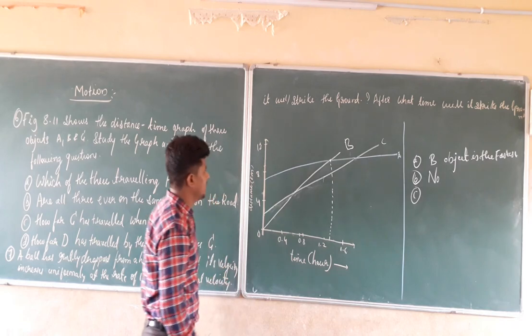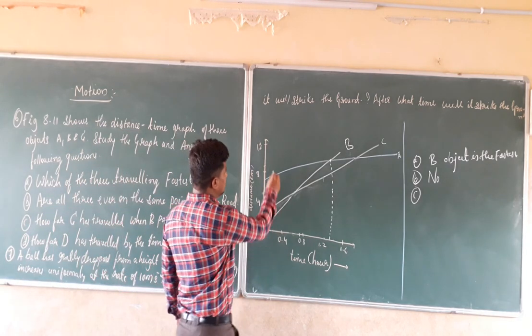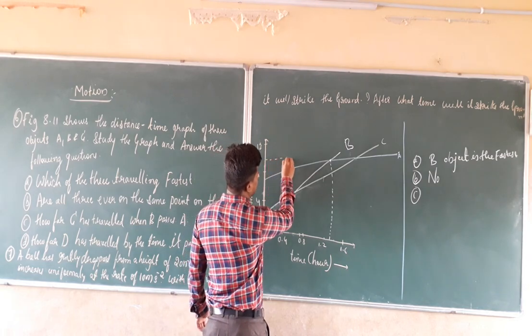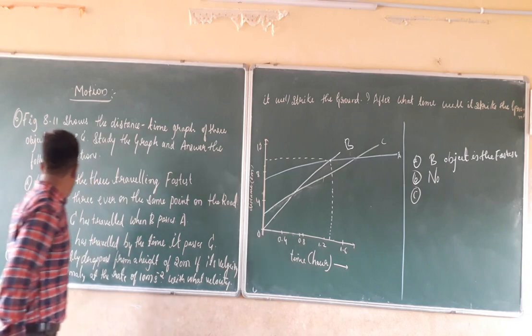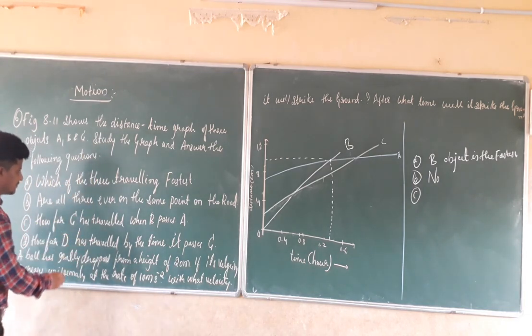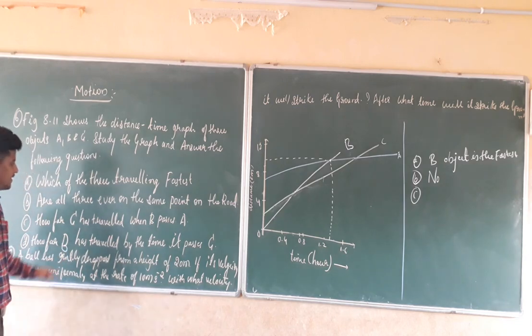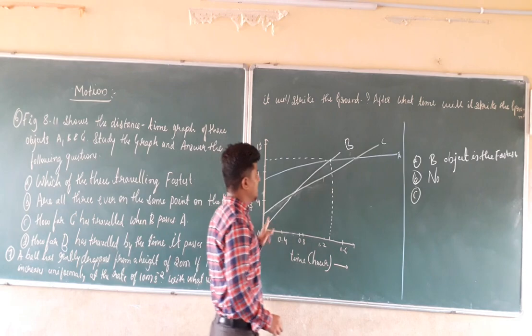At this point B is passing A. In the same manner, it is going to cover this much distance at this point. How far has C traveled when B passes A? B is passing A at this point.